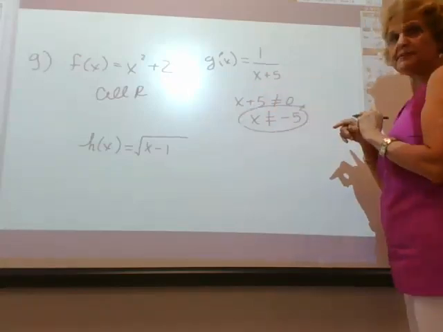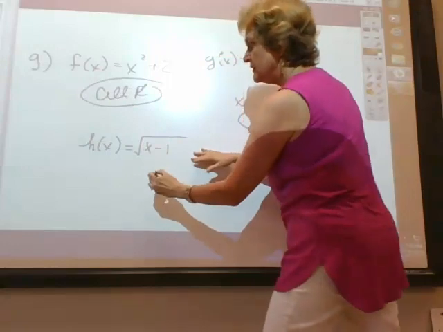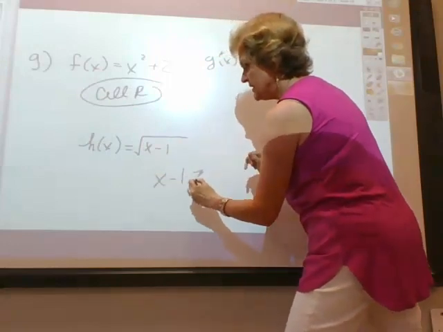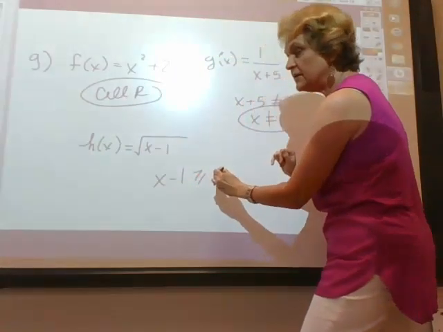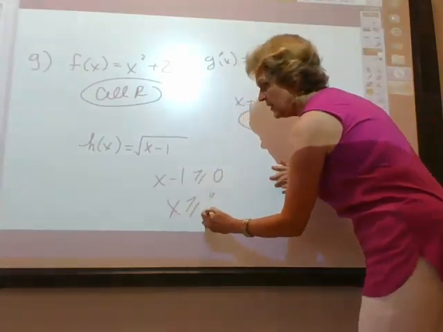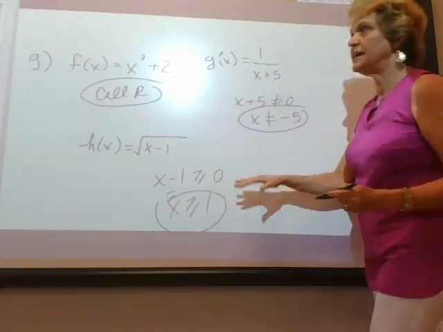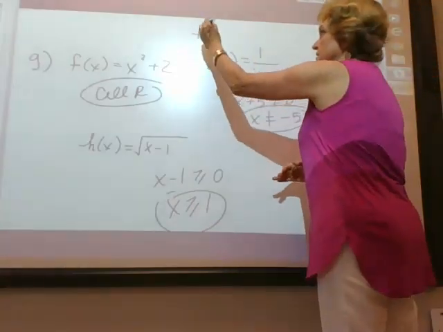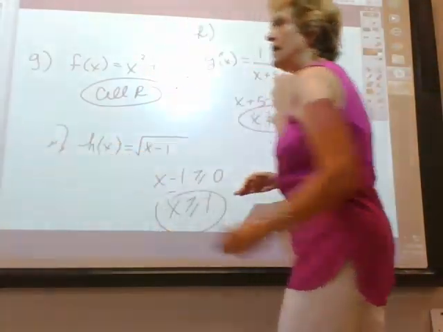Can't let that happen. And down here, I take my radicand, I set it greater than or equal to 0, has to be 0 or above, and I solve by adding 1, and so this is my domain. For try this, I think it is G, H, and I.